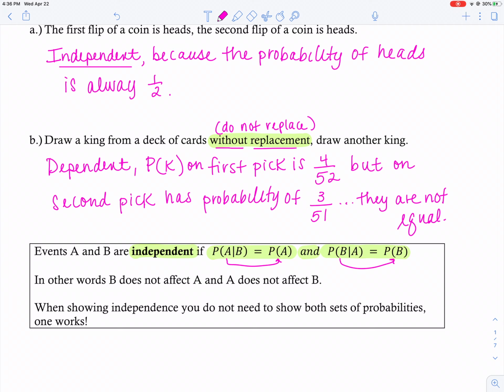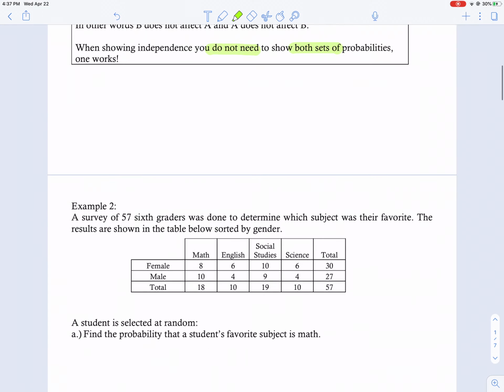When showing independence, you do not need to show both. Pick one or the other. It doesn't matter which way you pick, that will prove whether events are independent or dependent. But take note that when you're showing the probability of A given B, you're proving whether it equals the probability of A. If you're doing the opposite, the probability of B given A, then you have to look for it to equal the probability of B. Okay, so let's try one.